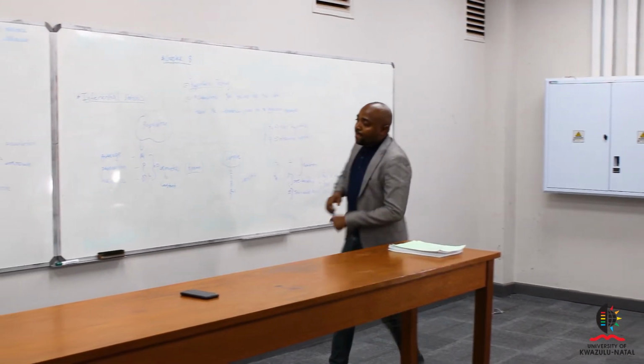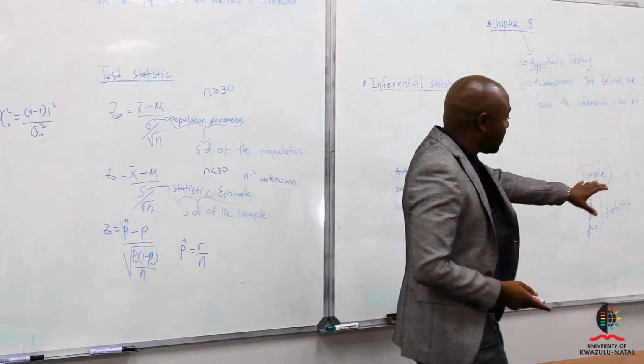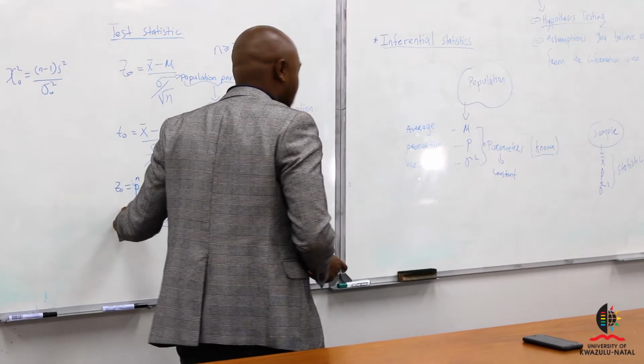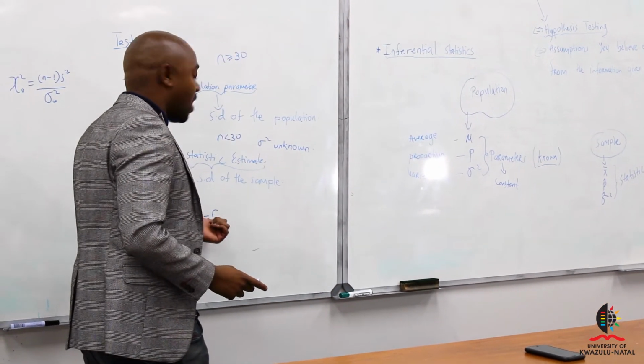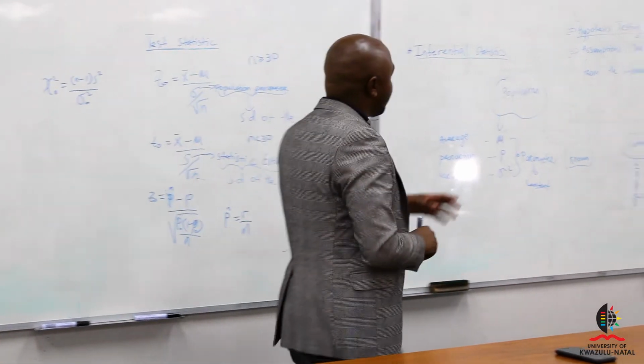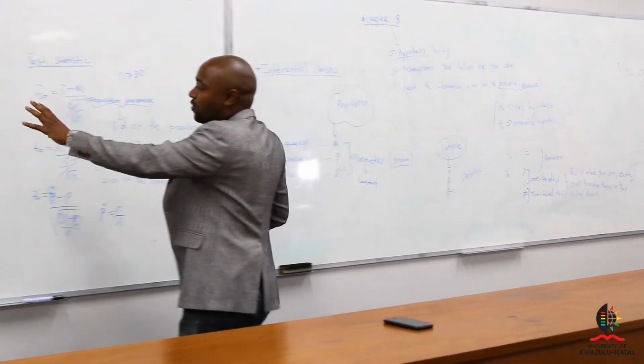Then when do you use this one? You can only use this one if your hypothesis test is based on proportions. Then this is the test statistic to use. Your P hat is equal to R divided by N. If your hypothesis test is based on variance, then you use this formula here.